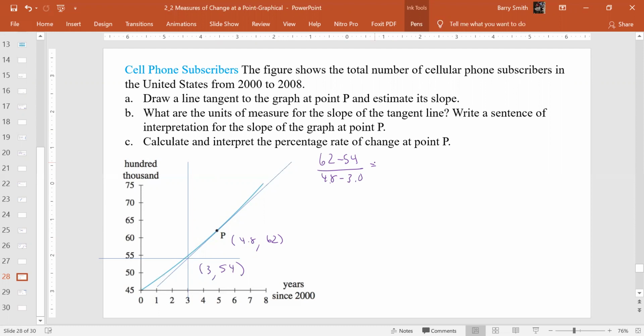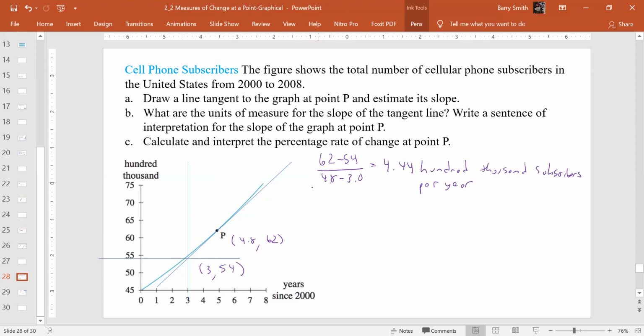So it says that's 4.44. Okay, that's close, I guess. Now, what are the units of measure for the slope of the tangent line? Well, our slope is going to be 100,000 subscribers per year. So it's going to be 4.4 100,000 subscribers per year. Okay. And write a sentence.